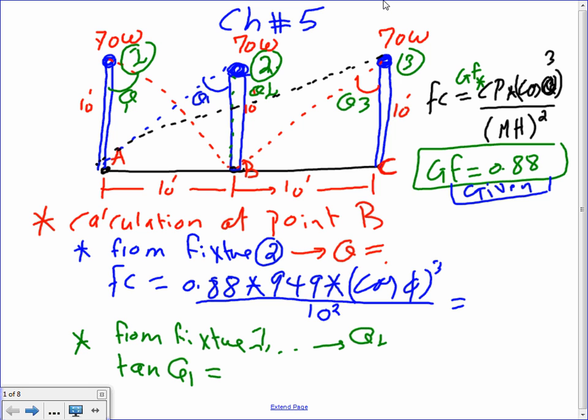Everybody can see where the angles are. There's the angle here, and also the angle that this makes from A to B. We'll talk about the angles in a second. So, the contribution calculation at point B from fixture 2. What's the angle from fixture 2 at point B? Anybody can guess the angle? From 2 to B: big fat 0, right?